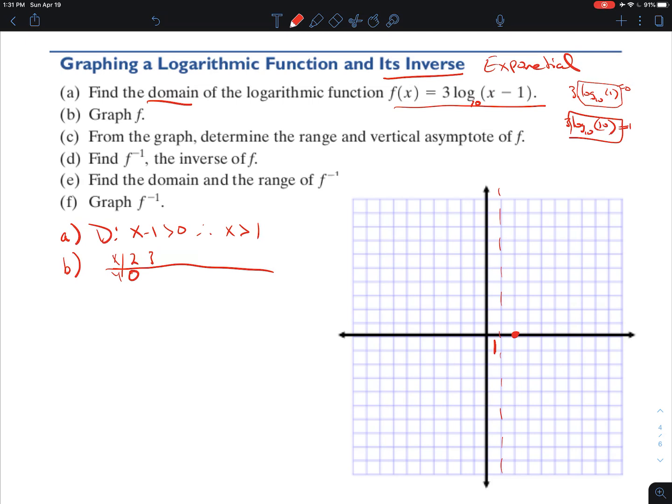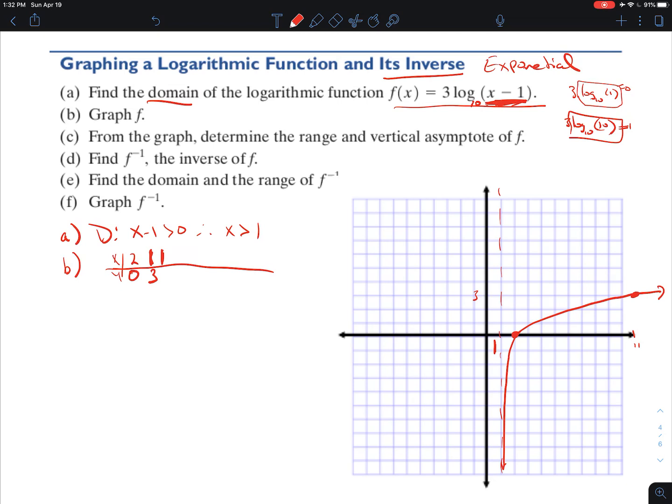So what value of x makes the argument 10? Well, 11 does that for me. If I plug in 11, 11 minus 1 is 10. 10 to what power is 10? Well, that's 1. And I get 3 times 1. So I have to go off the page here. 1, 2, 3. So I get that point right there, 11 and 3. And a picture looks like that.